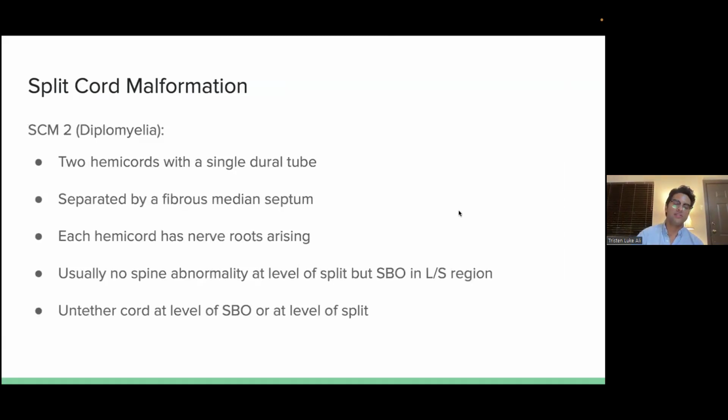And type 2, there are two hemicords with a single dural tube. It's separated by a fibrous median septum. Each hemicord has nerve roots arising, and there's usually no spine abnormality at the level of the split, but spina bifida occulta in the lumbosacral region. And of course, treatment again is to untether the cord at the level of the SBO or at the level of the split.